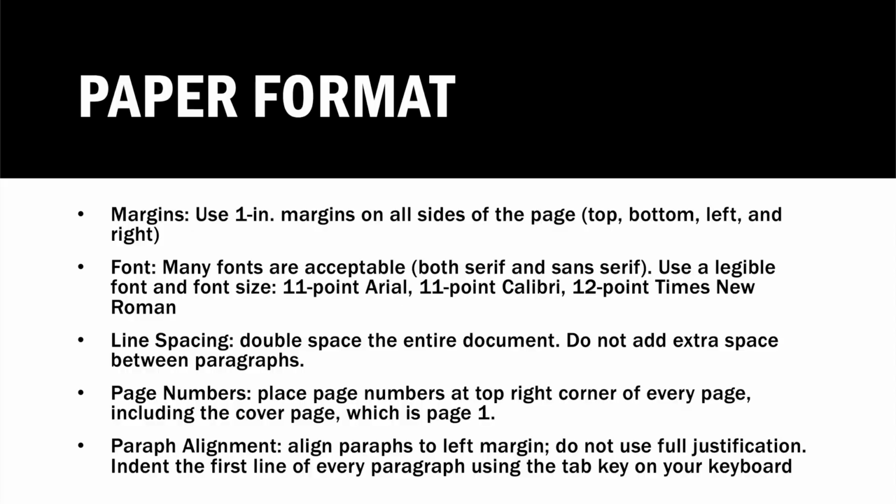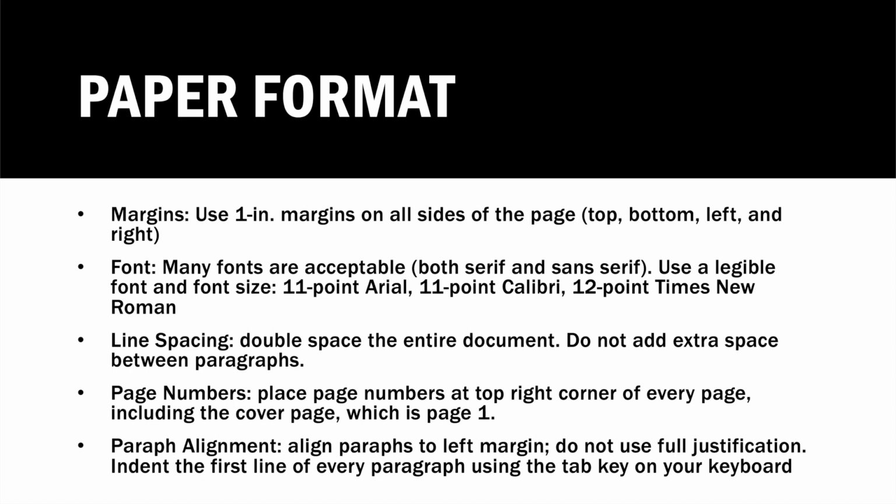APA 7th edition does have some specifications with regards to the student paper format. For one, margins should be 1 inch on all sides, top, bottom, left, and right. There are many acceptable font sizes in the updated version of APA, so use a legible font and font size. 11-point Arial, 11-point Calibri, 12-point Times New Roman are all examples of acceptable font styles and sizes.